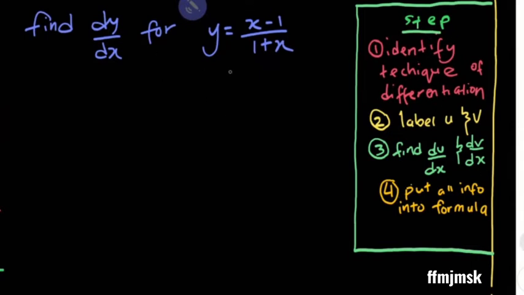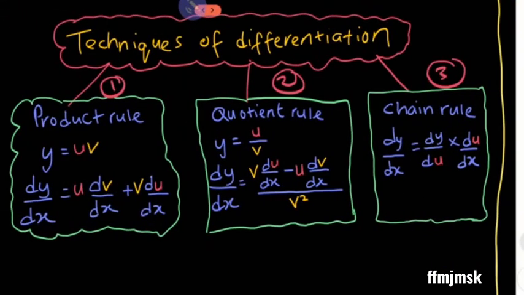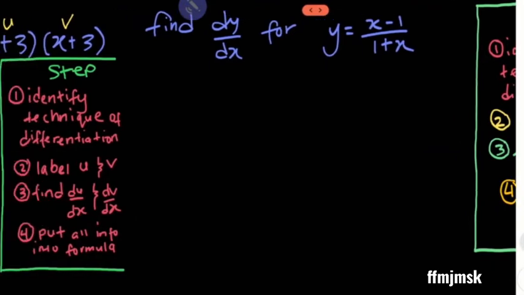So because it's equation involving a division, bahagi, so kita akan gunakan teknik quotient rule. Masih ingat quotient rule? Formulanya diberi oleh y equal to u over v. So dy over dx is v du over dx minus u dv over dx over v square. Itu adalah quotient rule. Alright, so we continue with the solution for the question.